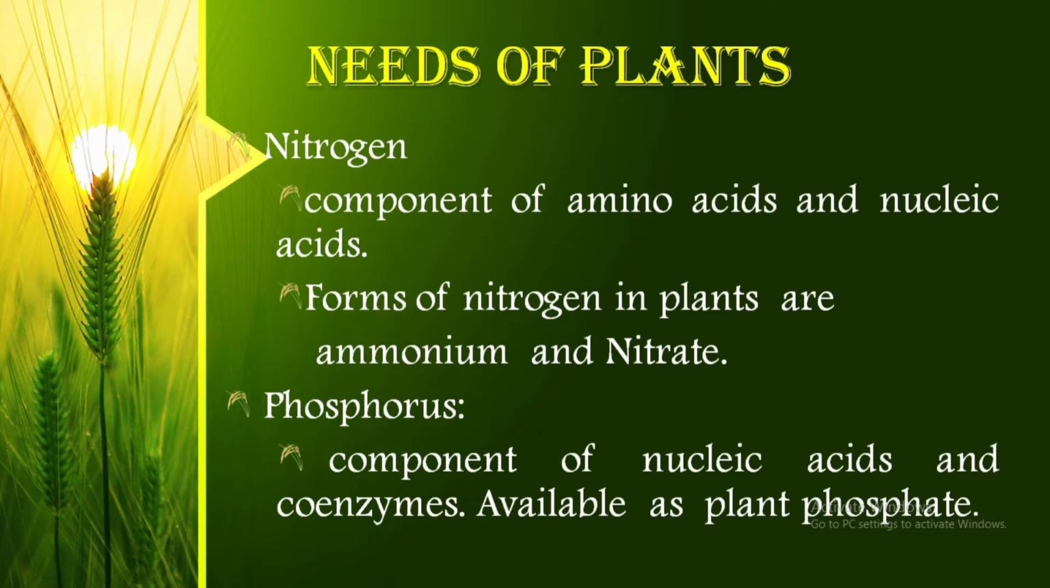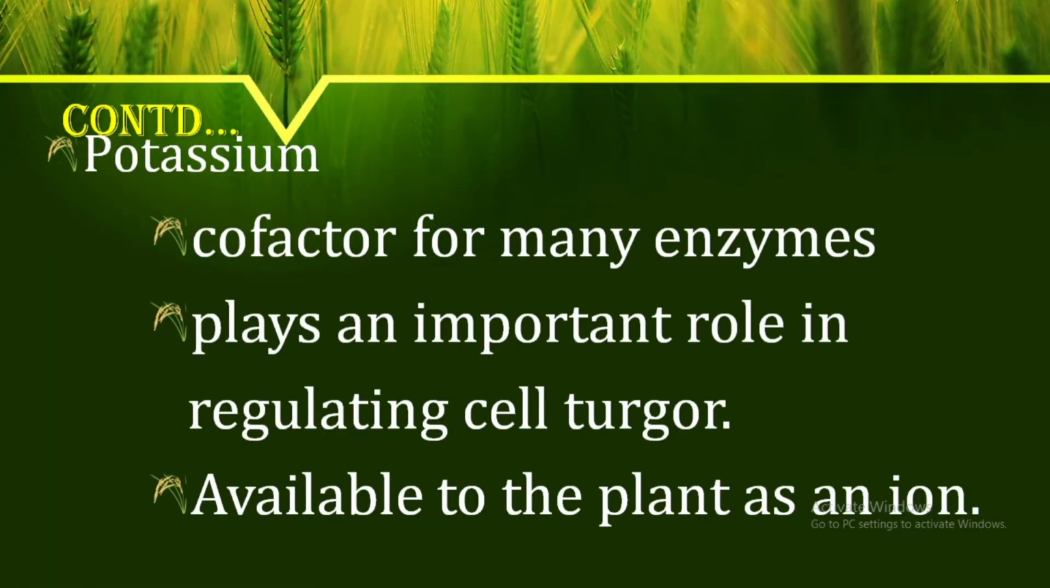Nitrogen is a component of amino acids and nucleic acids. Plant available forms of nitrogen are ammonium and nitrate. Phosphorus is a component of nucleic acids and coenzymes. It is available to the plant as phosphate. Potassium is a cofactor for many enzymes and plays an important role in regulating cell turgor. It is available to the plant as an ion, potassium ion.